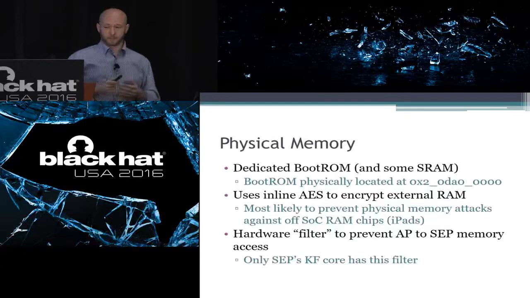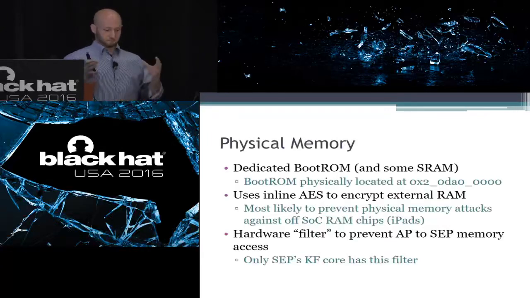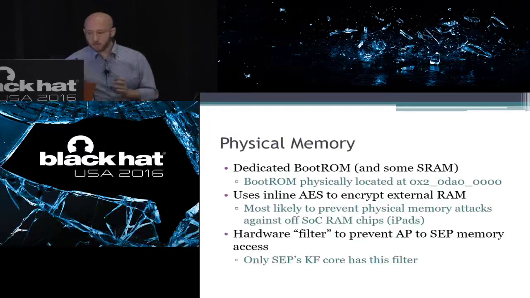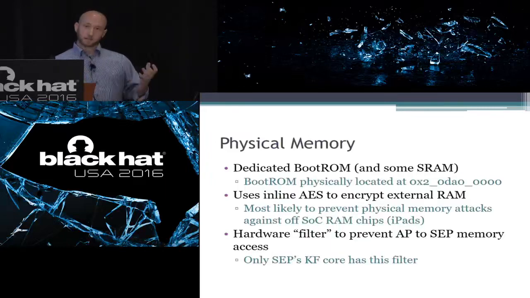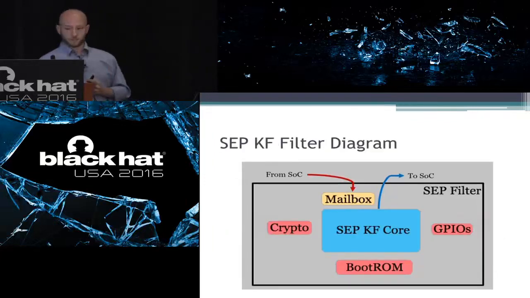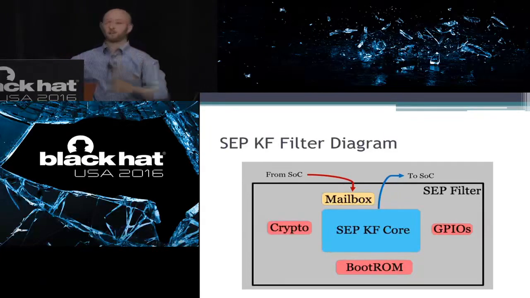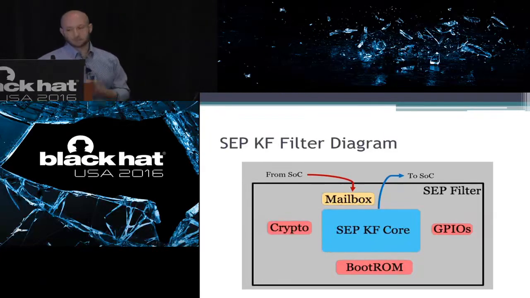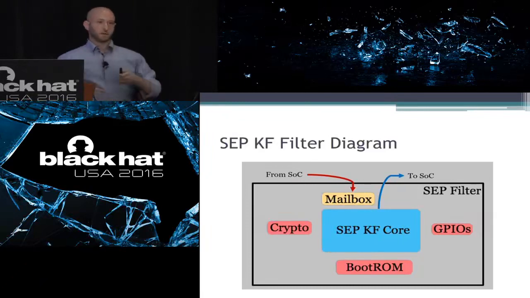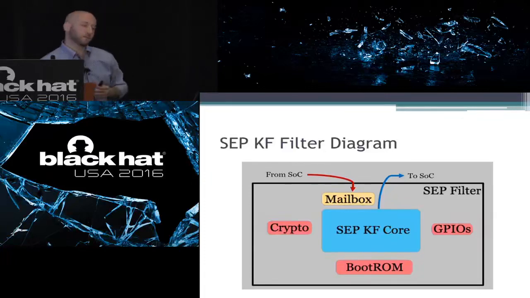And finally, it has a filter around this SEP core that protects it from standard attacks from the AP. And only SEP has this. The other Kingfisher cores on the device do not. So let's talk a little bit about this filter. Effectively, you have this wrapper around all of the important bits. Inside of it is the core, the GPIOs run into this, then it has the mailbox and a few other things.